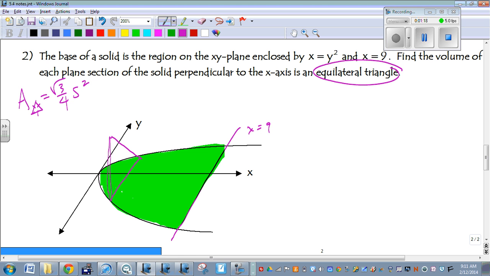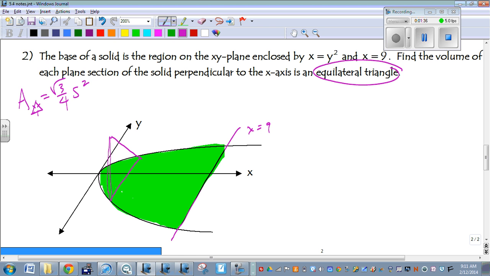Basically the way to think of it is you've got 1/2 base times height, but then you're dealing with 30, 60, 90 triangles, so you're going to have a side that's like square root of 3 over 2. Remember 30, 60, 90 triangles? Times that 1/2. Base times height.